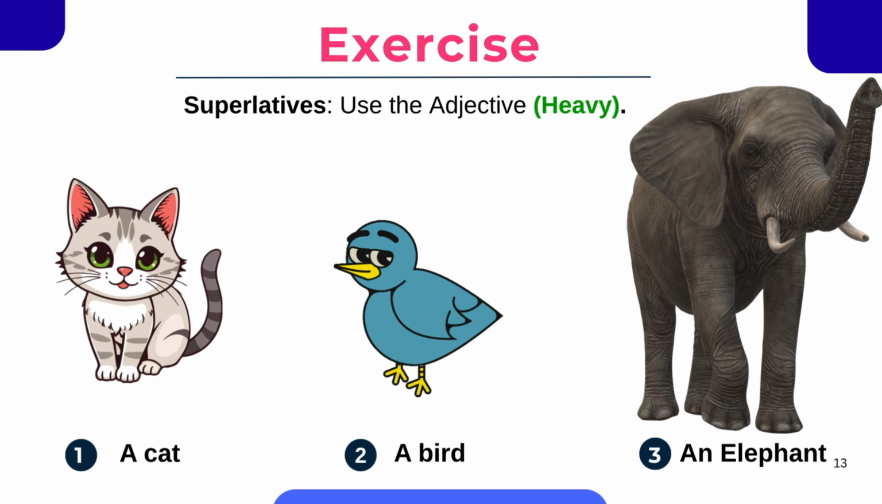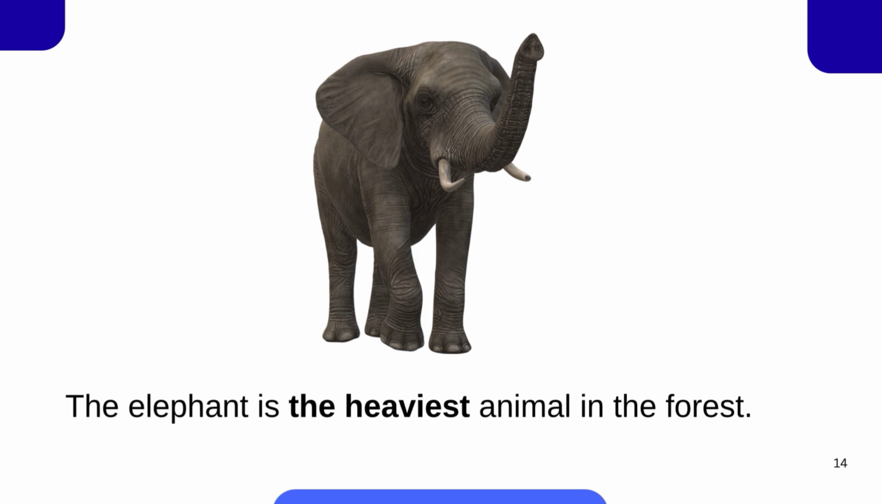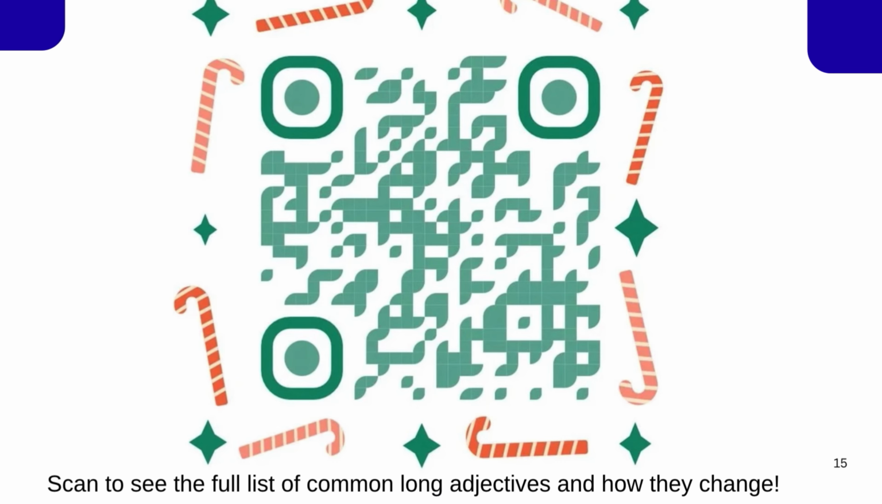Here, another exercise. Depending on the superlative rule, you can make a sentence by using the adjective heavy. You have here a cat, a bird, and an elephant. So this is the sentence. The elephant is the heaviest animal in the forest. You can scan this QR in order to see the long adjectives.